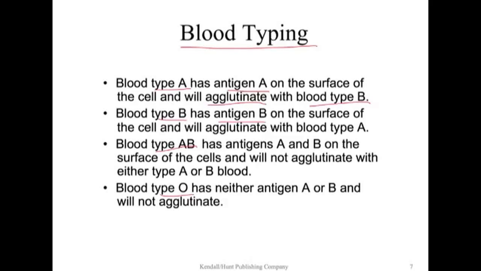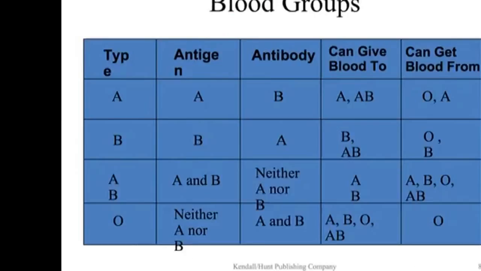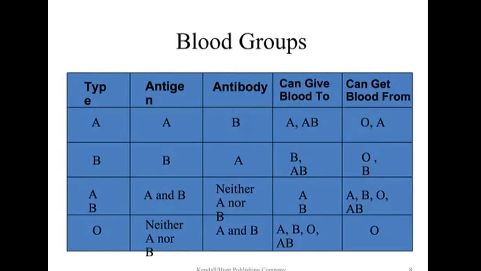Then blood type B is going to react with antigen A. Vice versa, just like these two are the same, just roles are flipped. AB has both on the surface, so it will not agglutinate with either type A or type B. And then blood type O doesn't have them either. All right, so here we go. This is a little graphic illustration to show you what's happening. You have the blood type here, the antigen that is present, the antibodies that are present, and then who you can give the blood to and get it from.